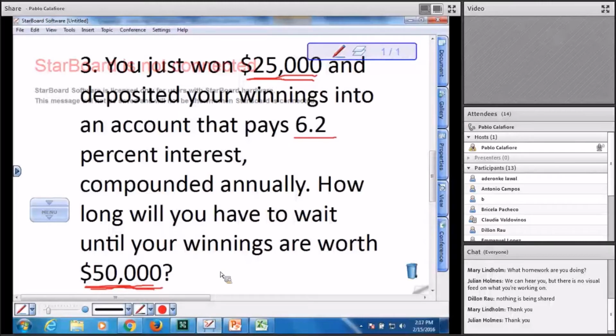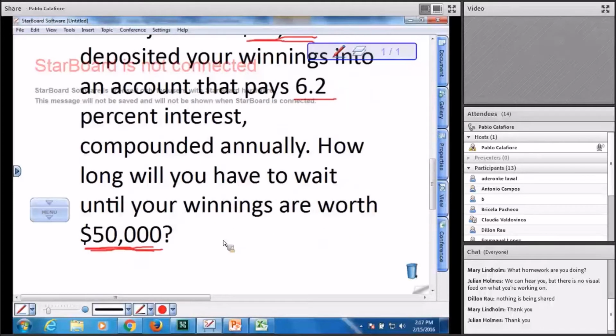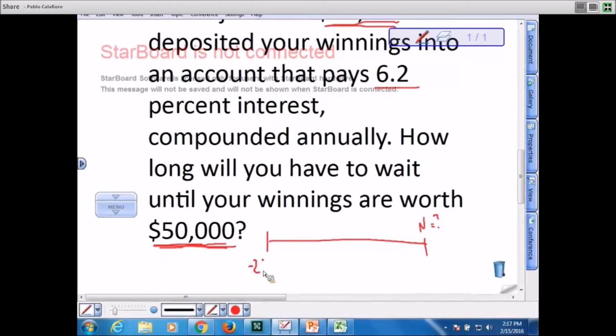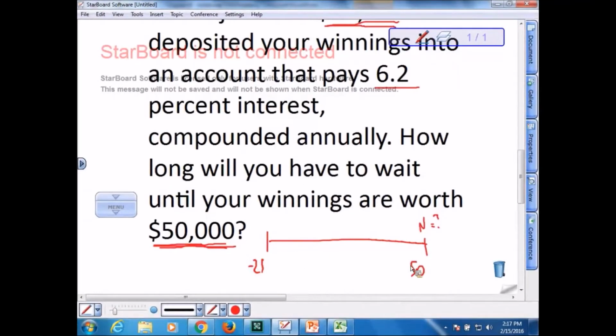Is this an annuity or a lump sum? It's a lump sum. If you were to draw the timeline, I don't know my N, that's the question. But the original 25 becomes 50. So this will be my present value, this will be my future value, and the interest rate is 6.2%. So the question is, how long before this thing doubles?